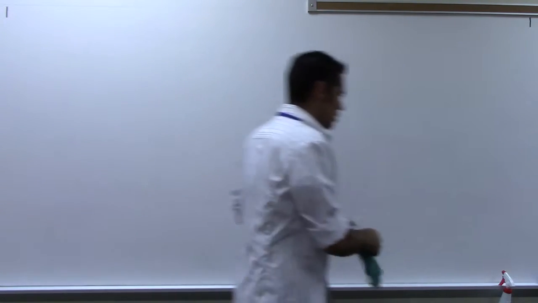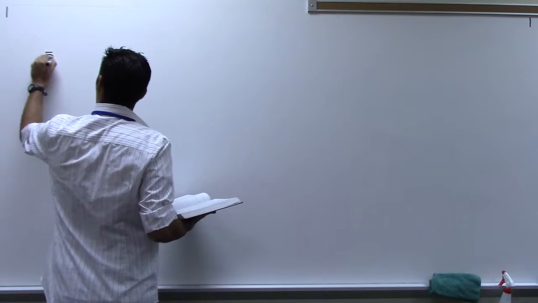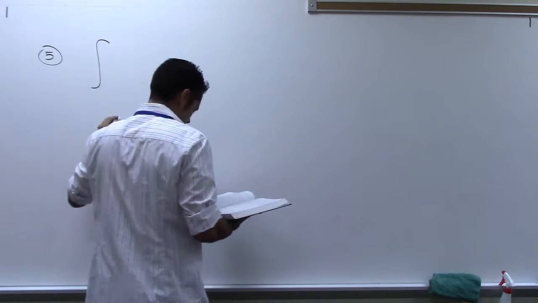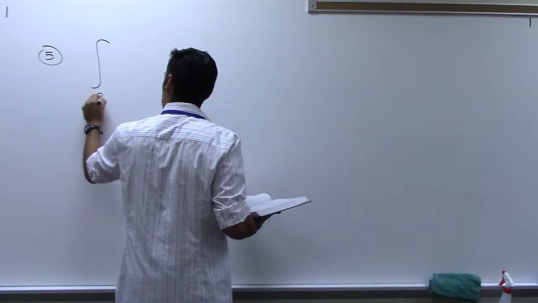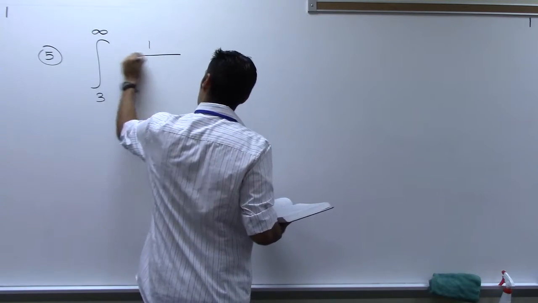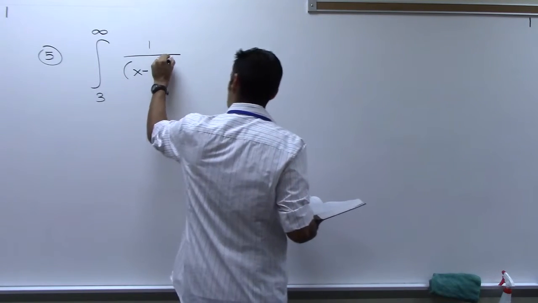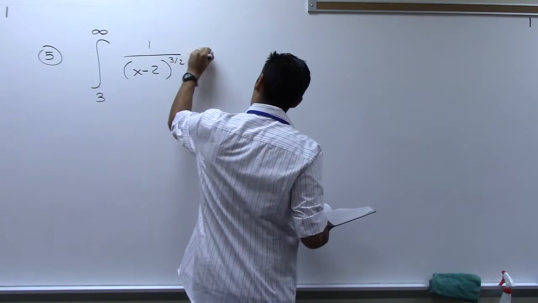All right, so the first problem that we'll do, number 5, is the integral from 3 to infinity of 1 over x minus 2 raised to the 3/2 dx.